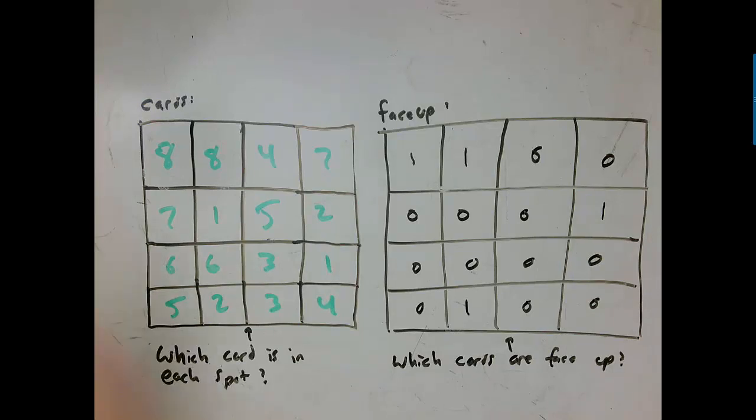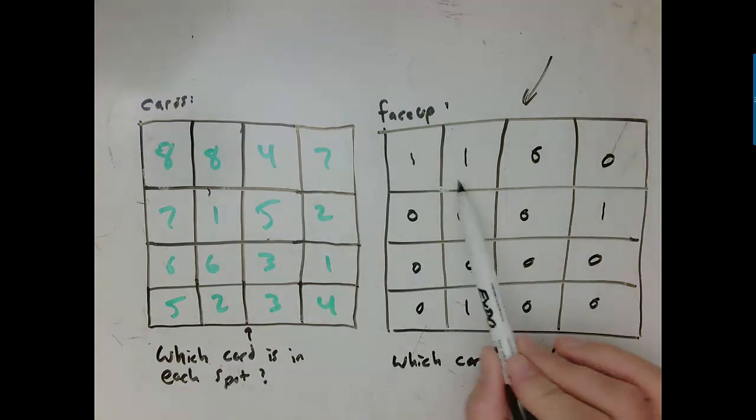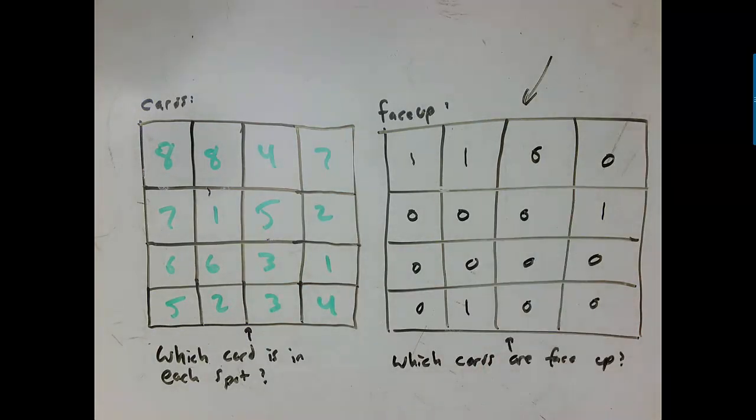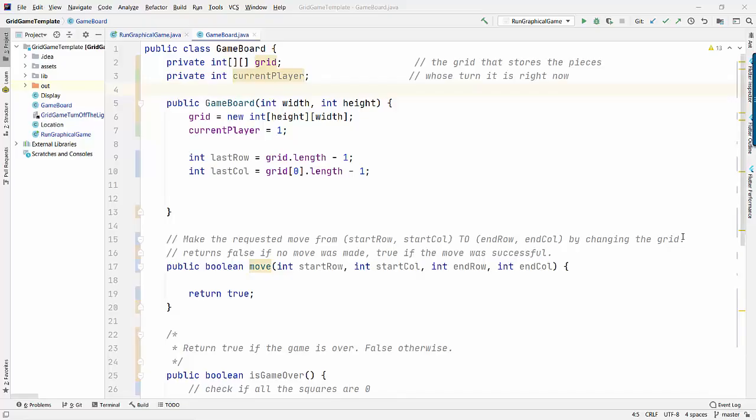The answer is we are never going to touch the cards array. You initialize it at the very beginning of the game, but if you think about how card matching works, you never change the locations of cards once they're put down. All you do is flip them over or not. So we're never going to change this grid at all. We're only going to switch 0s and 1s in the faceUp grid to keep track of which cards are face up and which aren't. So let's get into the pseudocode a little bit.